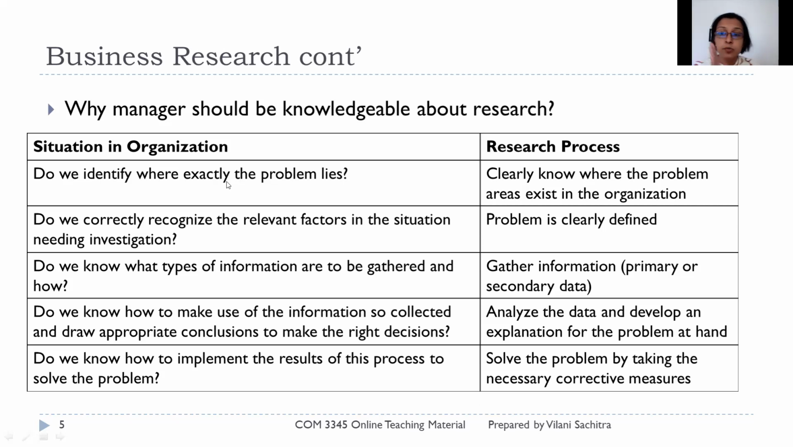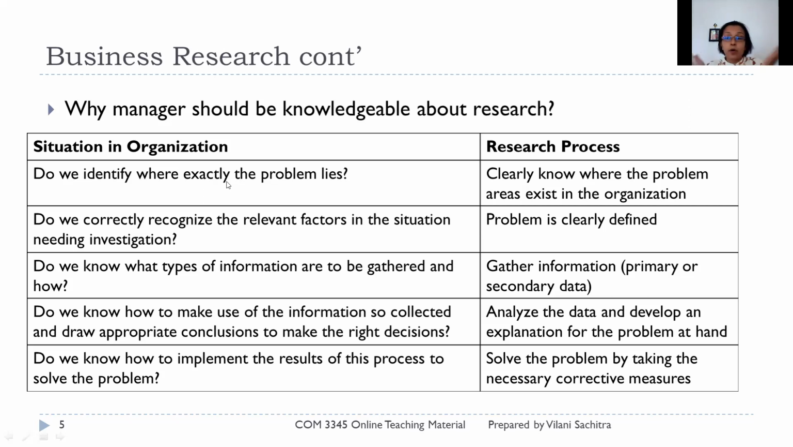That's why in a research process, first of all, you need to clearly identify where the problem actually exists. That's why research knowledge is important to you. Okay, then situation 2 in the organization. Do we correctly recognize the relevant factors in the situation? Now, do we know exactly where the problem is? But do we correctly identify what the relevant factors are?